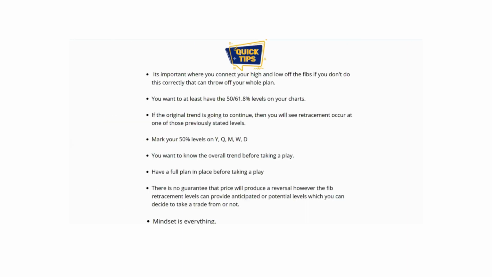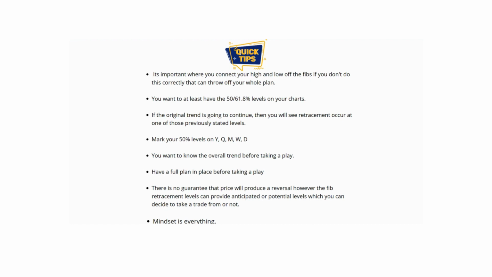All right, some quick tips before we end. It is important where you connect your highs and lows off the fibs. If you don't do this correctly, that can throw off your whole plan. So like I said, when you connect it and you see prices not respecting any of your fib levels, then find another connection. Also, you want to at least have that golden zone on your chart, the 50%, 61.8 levels on your chart. Those are key levels.